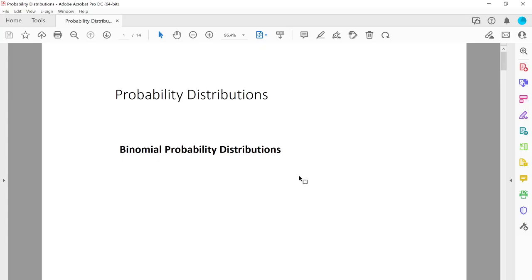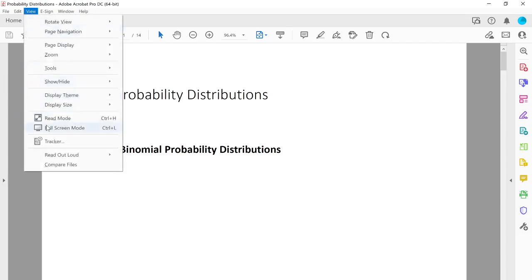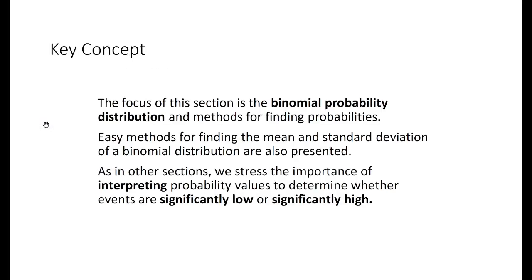Okay, so probability distribution chapter, and the section is binomial probability distribution. In this section, we're going to discuss what a binomial probability distribution is, and how to find the mean and standard deviation of a binomial distribution. And using this binomial probability distribution, how we can find out whether a result is significantly low or significantly high. So these are the things we're going to discuss here.